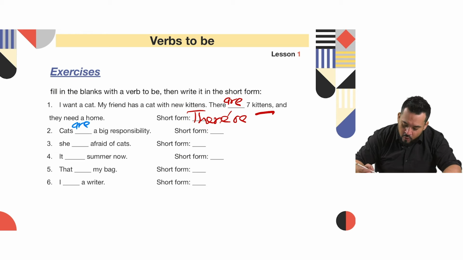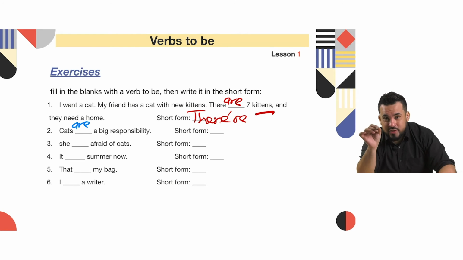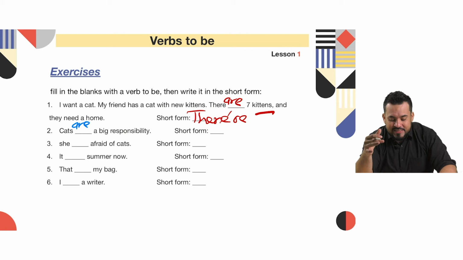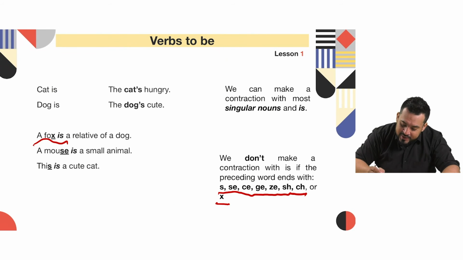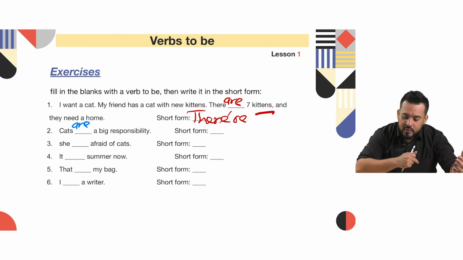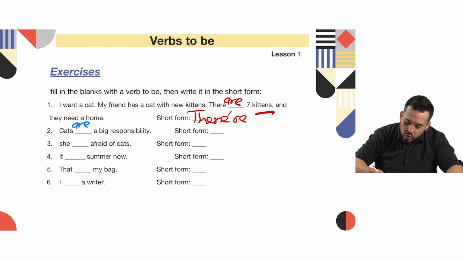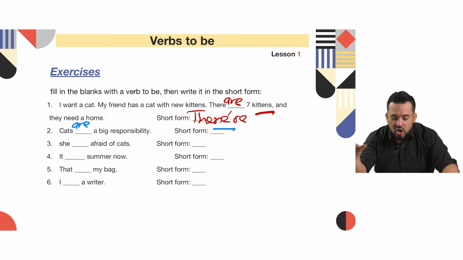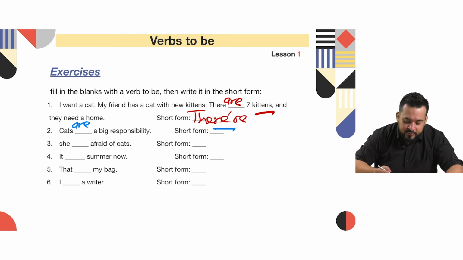What is the short form? Now, this is a tricky question. Do we say cats'r? Remember, we said if it ends with an S, we don't give it a short form. So there is no short form here. Cats are. That's it.